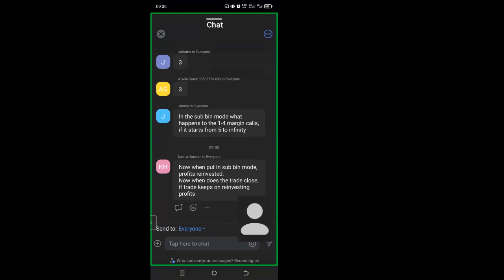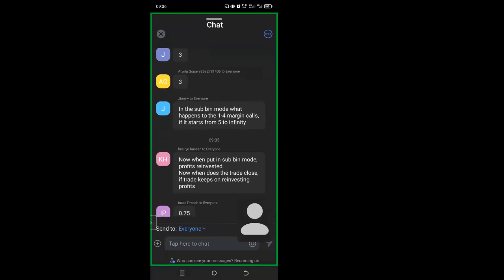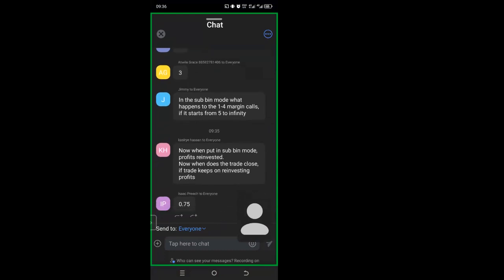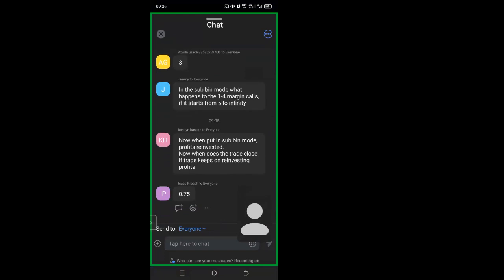Someone is asking, when put in sub-bin mode, profits are reinvested, so when does the trade close if the trade keeps on reinvesting profits? Okay, automatically, when the first 4 margin calls are closed, then all those profits are deposited. What is the answer?